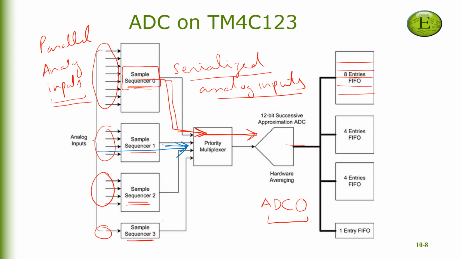Here, the final thing to note is that we have 8 parallel analog input voltages coming into the sample sequencer, and even though these are going to be serialized before being sent to the ADC, the final data is going to be stored sequentially. There are going to be 8 entries in the corresponding FIFO buffer. So the number of inputs on the sample sequencer is the same as the number of entries in the FIFO buffer in the corresponding sample sequencer.